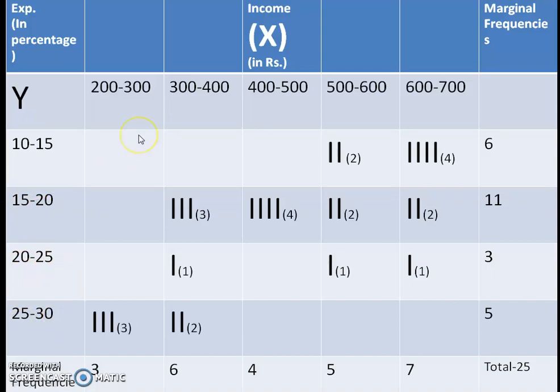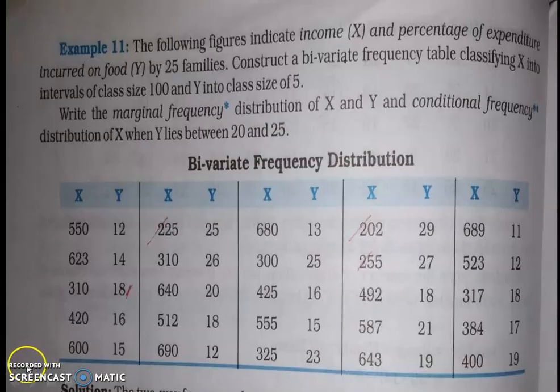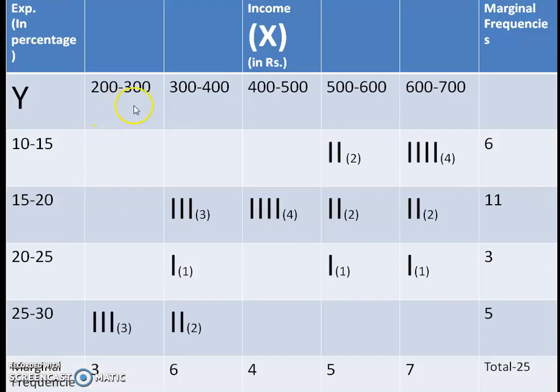And in x, we can see that the lowest is 202 and the highest is 690. So our class intervals will start from 200 and end at 700: 200 to 300, 300 to 400 and so on up to 700.